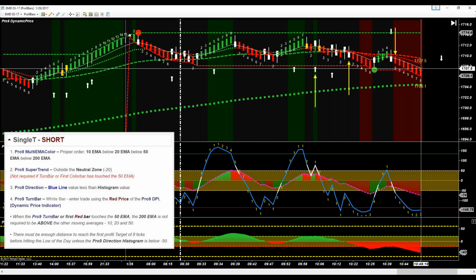A few things I do like about it is it lets us ride over any wicks or tails that appear on the run. And it makes the runner much easier to manage, I think, or just more simple as each new bar plots. We just adjust to the new DPI that's displayed.